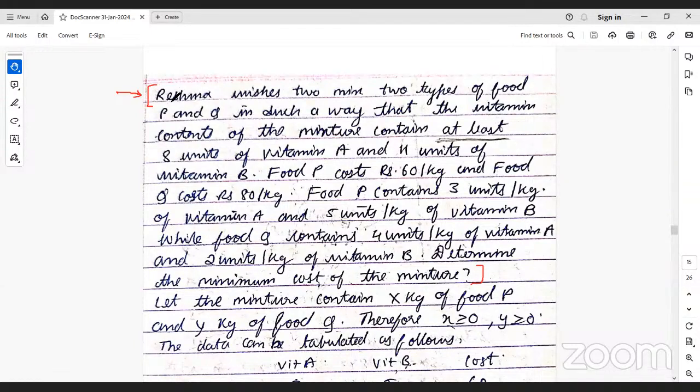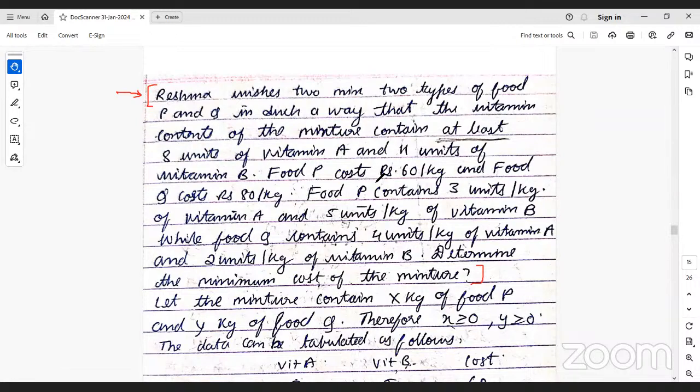Okay, so say here the question is: Reshma wishes to mix two types of food, P and Q, in such a way that the vitamin contents of the mixture contain at least 8 units of vitamin A and 11 units of vitamin B. Okay, and food P costs rupees 60 per kg is given to us.